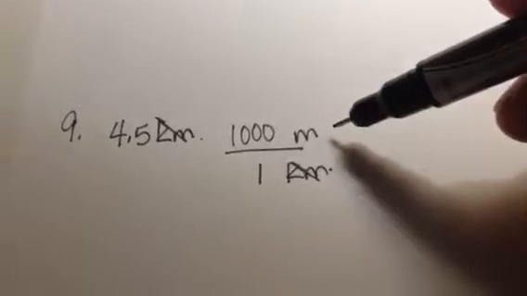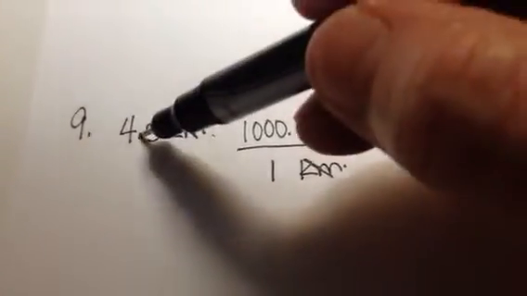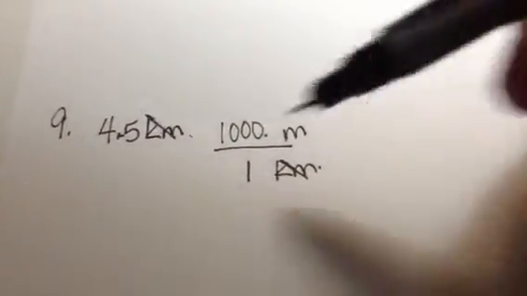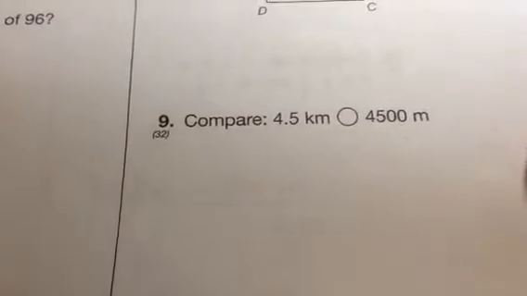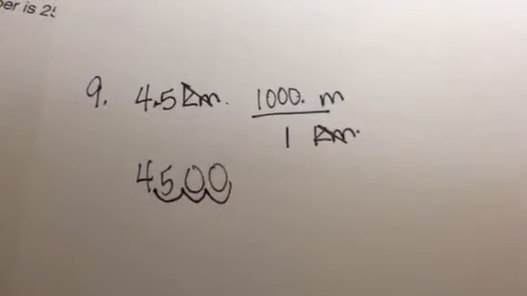Now I'm just going to multiply across. And what happens when I multiply? I'm going to move this decimal how many places to the right? 1, 2, 3. So I have my 4, my 5, my decimal's right here. 1, 2, 3. Ta-da! I end up with 4,500. So if I look at my test question, 4.5 compares to 4,500 how? Well, it's equal, right? Because we just figured out that 4.5 kilometers is actually 4,500 meters. Ding, ding. It would be equal.